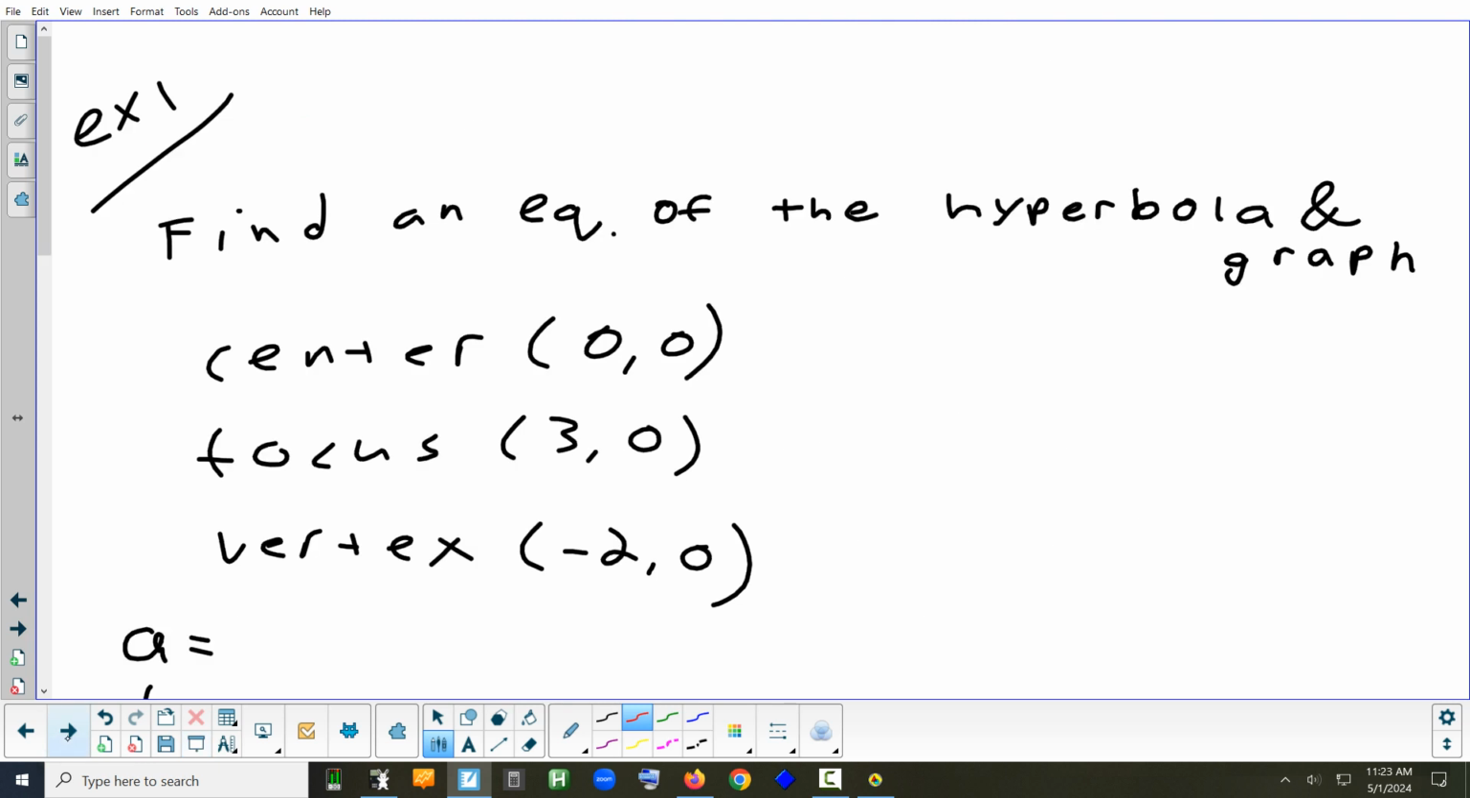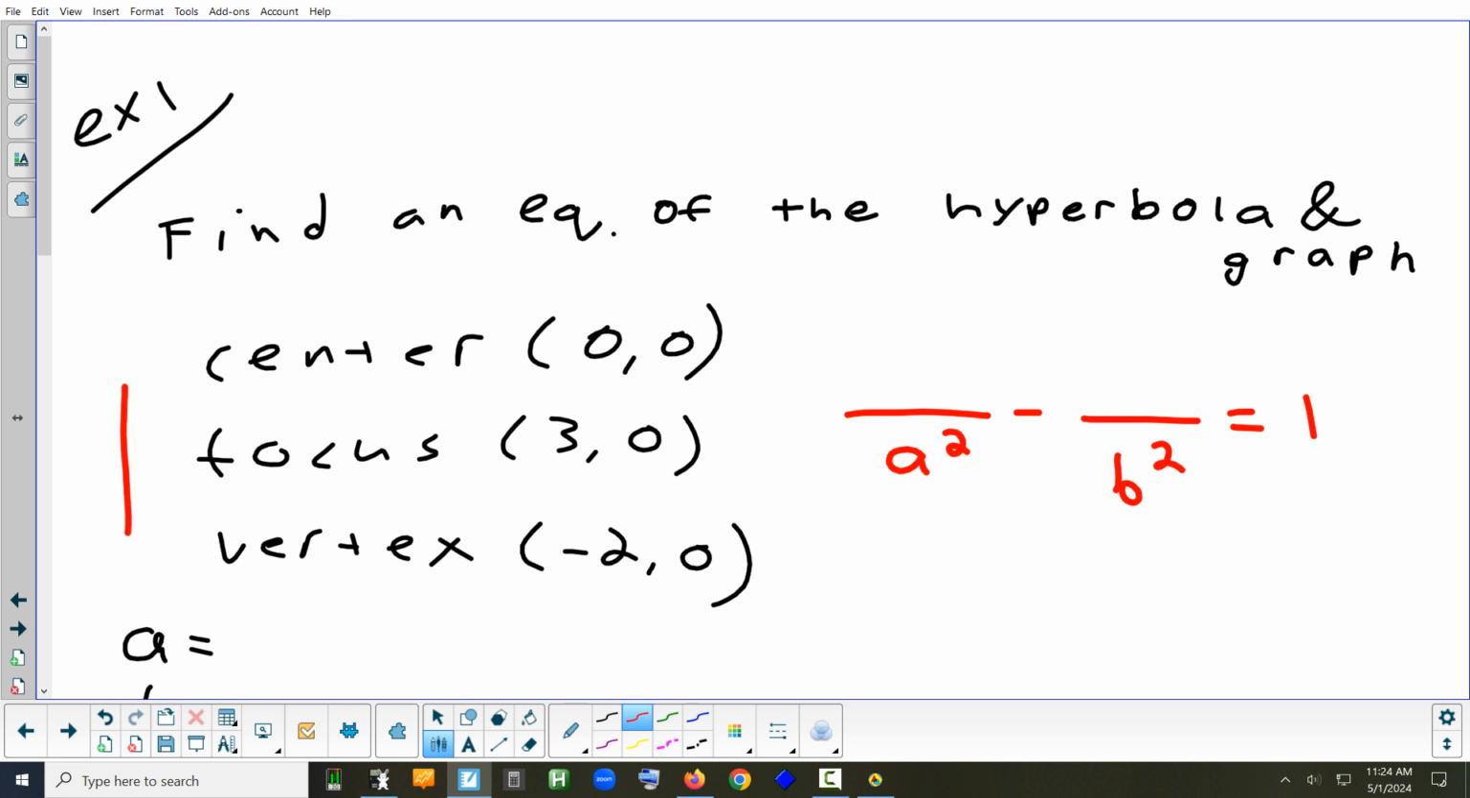All right, so let's see if we can find the equation of this hyperbola, and they want us to graph it. The first thing that we know, no matter which way the hyperbola is going to open, is you're always going to have a squared as the first denominator. You're always going to have b squared as the second, and it's always equal to 1. Now it's just a matter of what letter we need to put first, x squared or y squared.